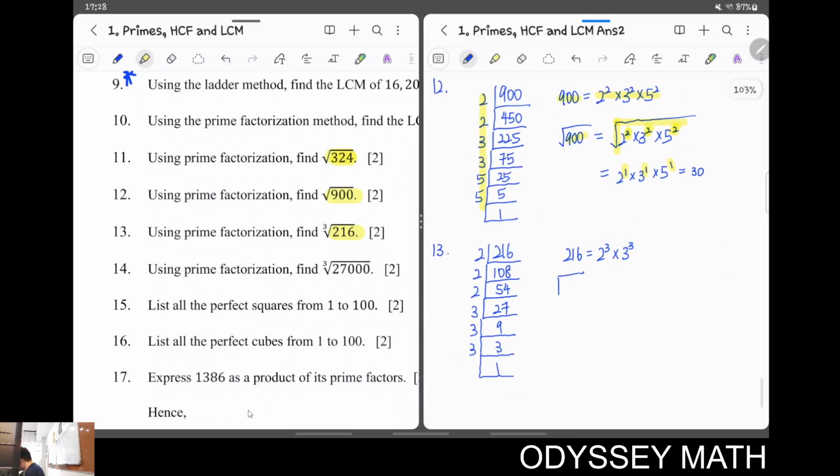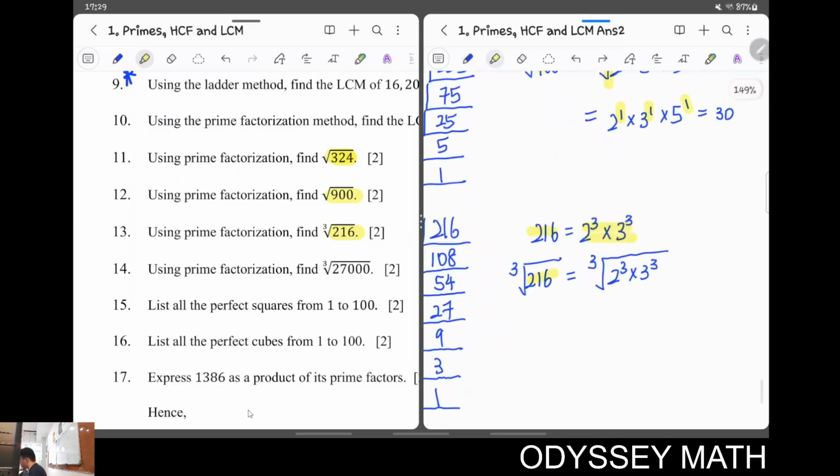So therefore, the cube root of 216, okay, so I'm going to put 216 here with 2 to the power of 3 times 3 to the power of 3. So the cube root of 216 will be the cube root of 2 to the power of 3 times 3 to the power of 3. Agree? Okay, we put the 216, which is 2 to the power of 3 times 3 to the power of 3, inside.